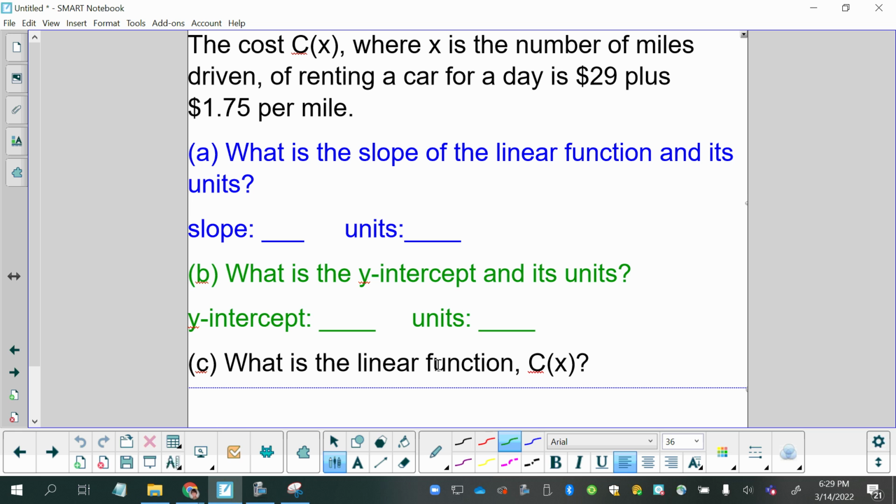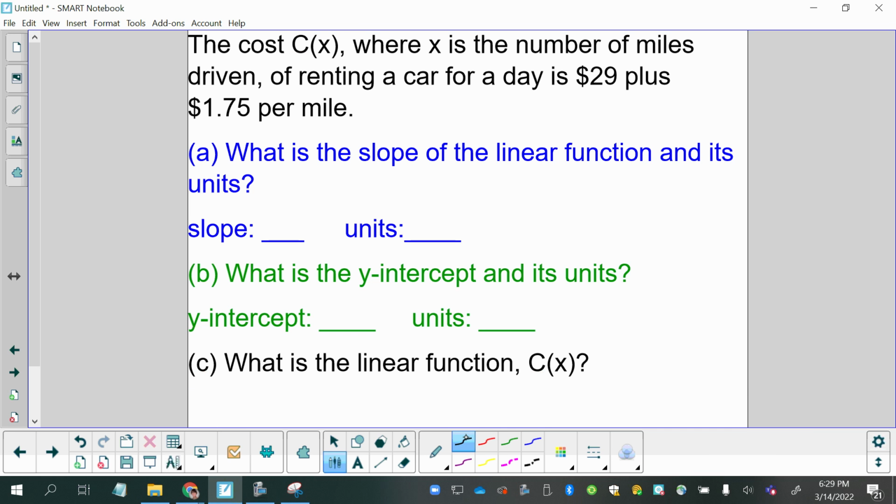To help us think about this, we should think about the slope-intercept form of a line, which most of us remember: y equals mx plus b, where m is the slope and b is the y-intercept, or at least the y-coordinate of the point where the line crosses the y-axis. Now it says that we want the slope first.